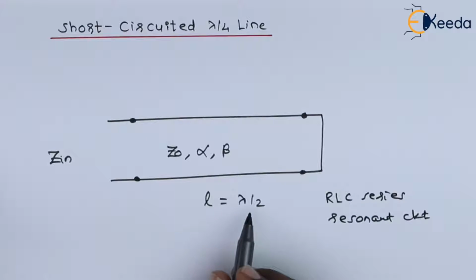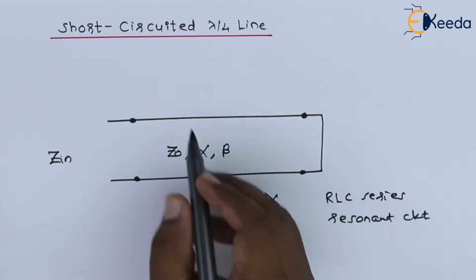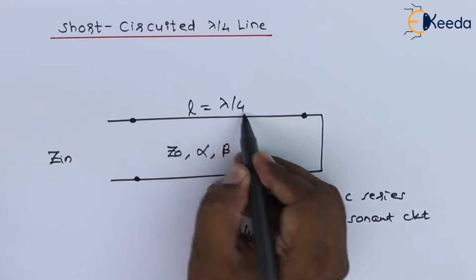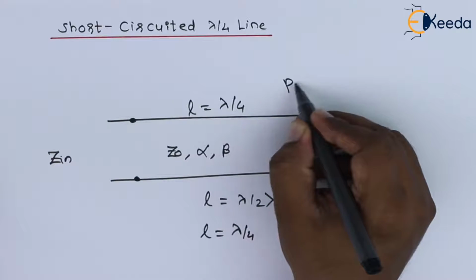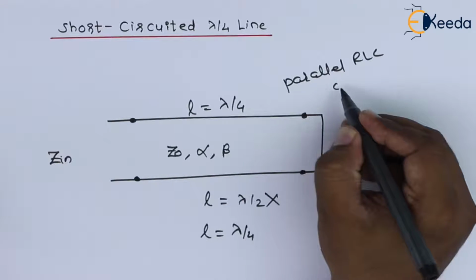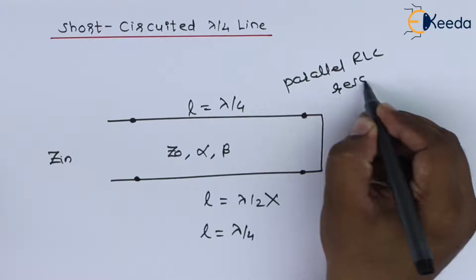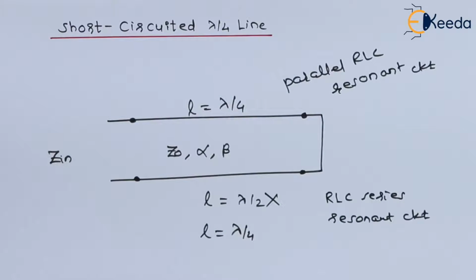But when we make this length half of that, so we have L equal to lambda by 4 instead of lambda by 2, the transmission line with L equal to lambda by 4, short circuited here, will work as a parallel connection of the RLC components, working as the resonant circuit, or the resonance condition we can say.